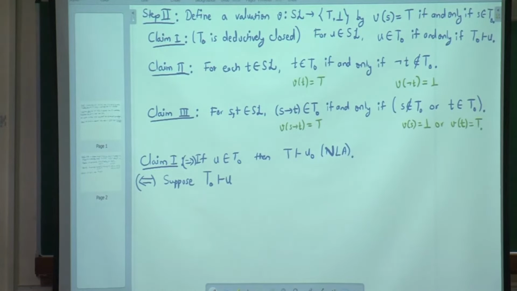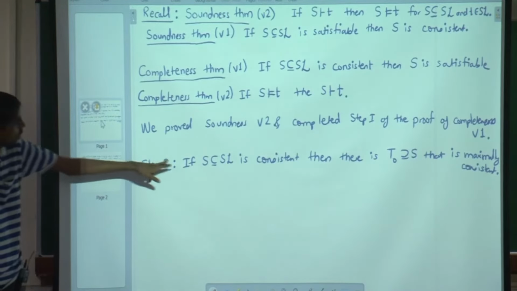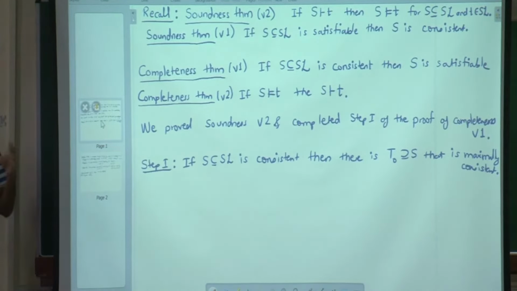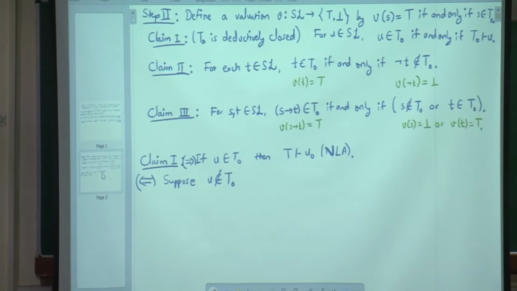Let us prove it using contradiction. Not contradiction, contrapositive. Suppose U does not belong to T naught. If U doesn't belong to T naught, then what can you say? T naught was what from the previous slide? T naught was maximally consistent. Maximally consistent means it is saturated. If you add something which is not in it, then it will explode. Explode means it will be inconsistent.